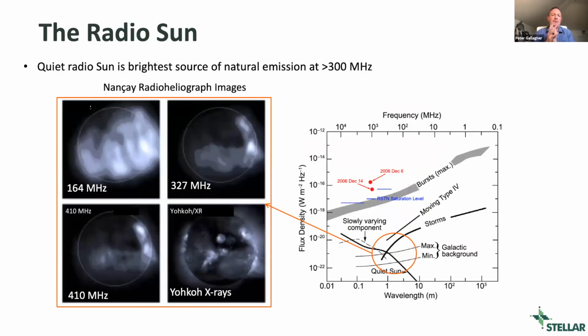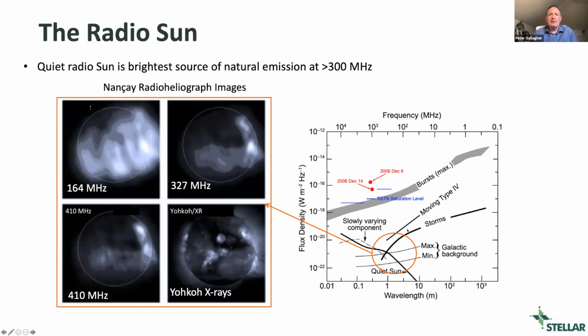Now, before an eruption happens, the sun is still a bright radio source. Here are some images from the Nançay radioheliograph at 164 megahertz, 327 megahertz and 410 megahertz. You can see that the structure changes depending on the frequency. And here's just a Yohkoh X-ray image for comparison. What you can see is that there is radio emission sitting above some of the active regions, and missing radio emission around coronal holes at these frequencies. If you go down to lower frequencies, you do begin to see emission from coronal holes.